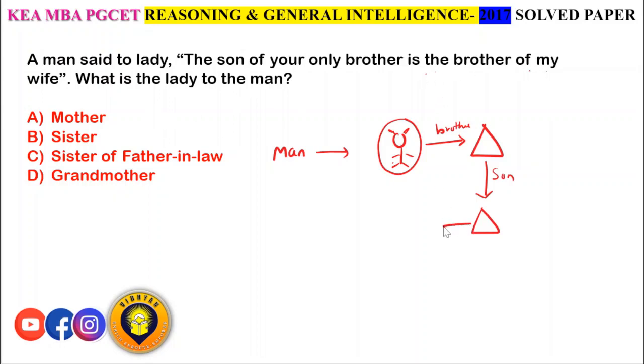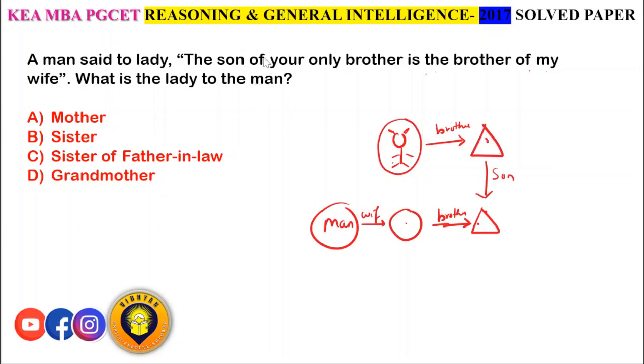So this person is brother. Brother of whom? Brother of man's wife. Okay. So what I will do here is I'll write man below so that it won't confuse you. This person is a man, his wife is this lady, and this lady has a brother, and this brother's father is this person, and this person's sister is lady.